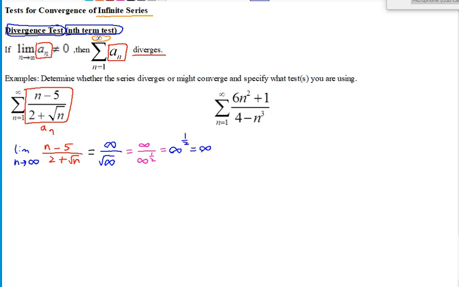So this one you can say, if this does not equal 0, this series diverges by, you can either call it the divergence test or the nth term test.